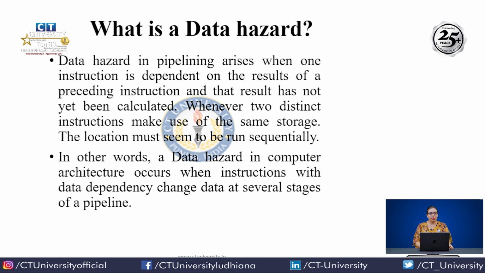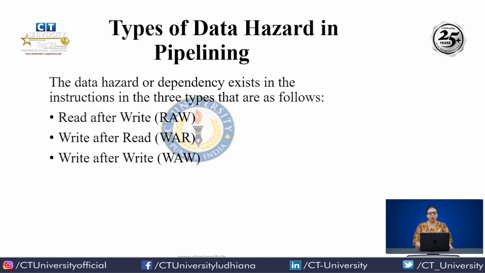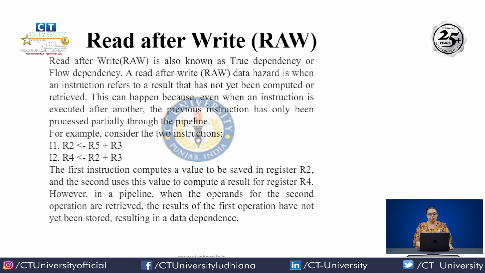The next concept is data hazard. Now what is a data hazard? It is when a conflict occurs between instructions. Suppose we are storing some data and again we try to overwrite it, it will lead to a conflict, that is a data hazard. There are some types of data hazard: first is RAW, that is read after write, then WAR, write after read, and last is WAW, write after write.